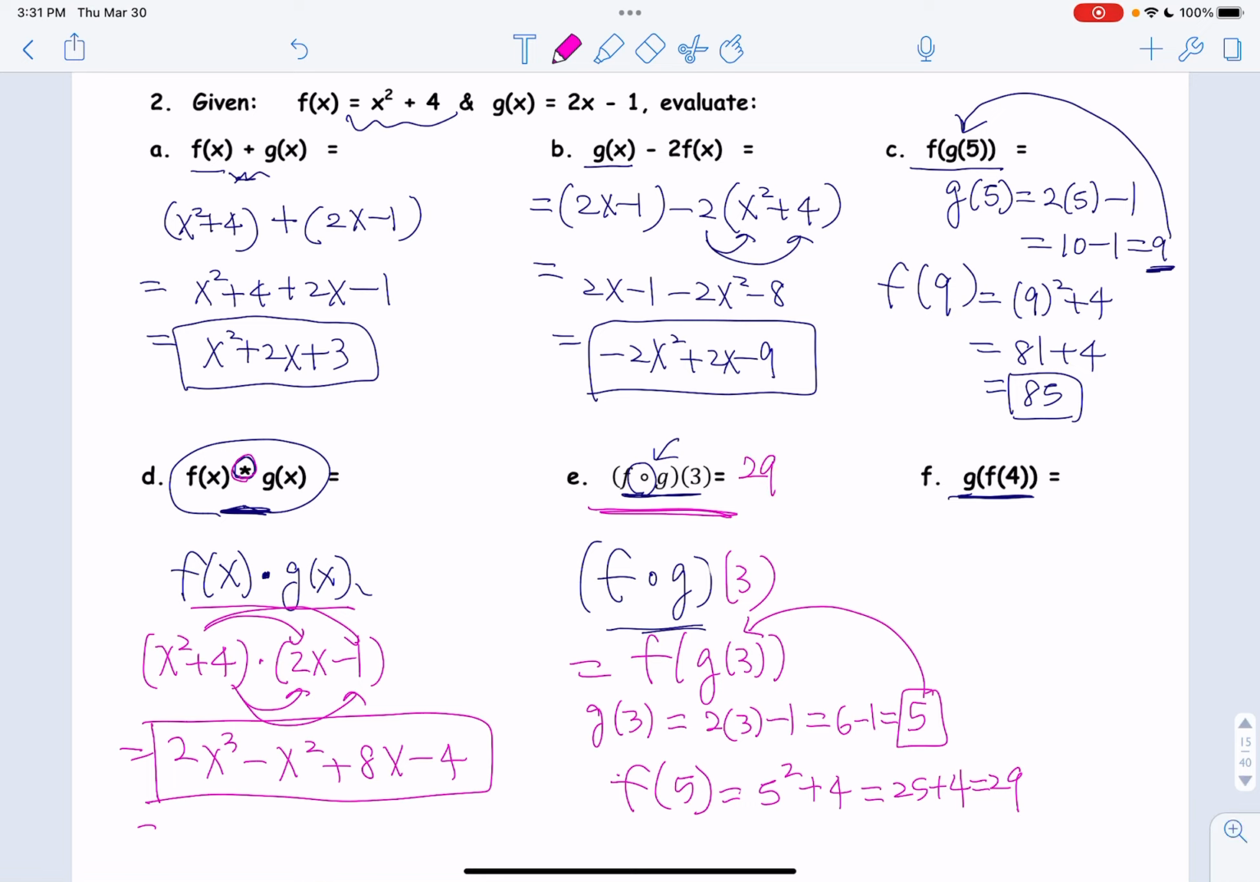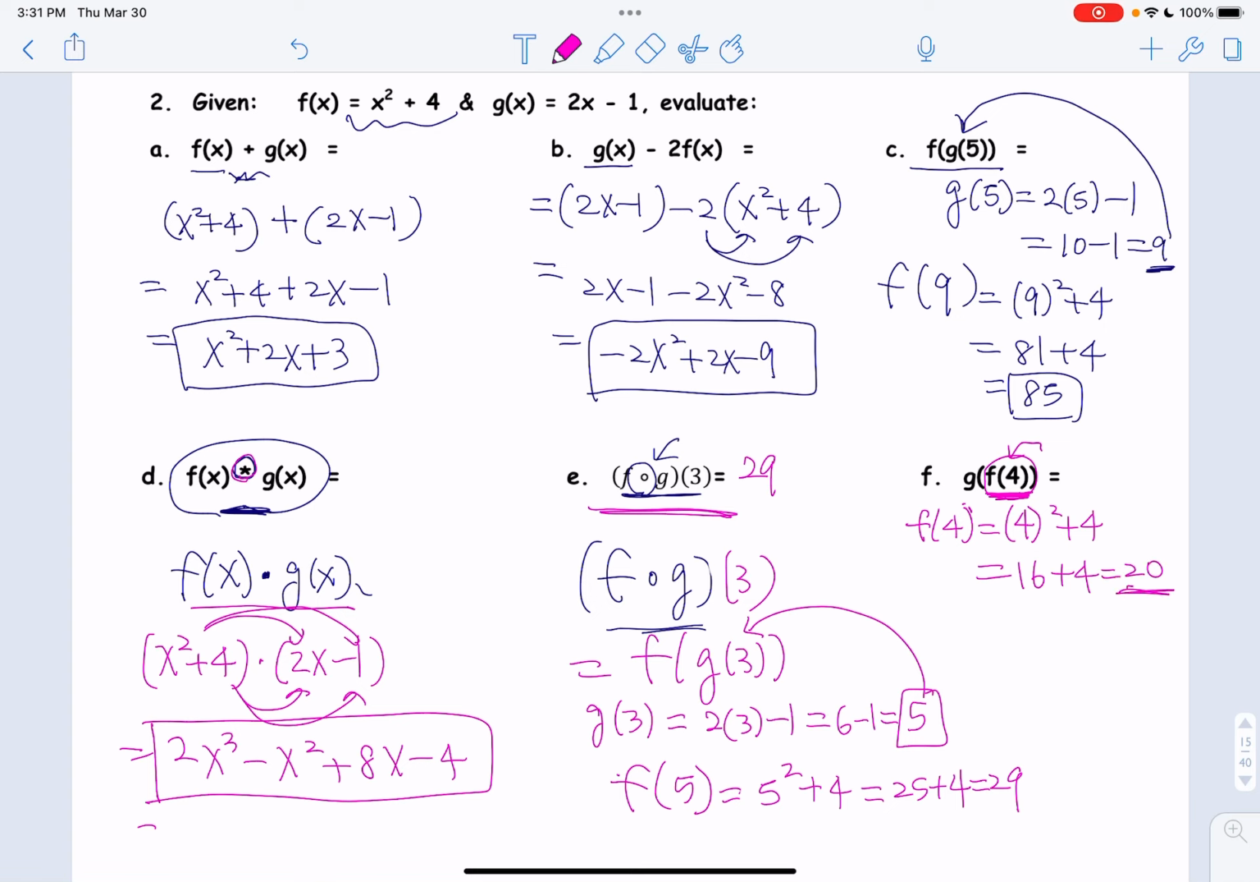And then same method, same way, g of f first, you need to find it. You have to do f of 4 first, you find it, and then you replace it in the g(x) function to find g of f of 4. So I will find f of 4 first by plugging in 4 into the place of x. So 4 squared plus 4, which is 16 plus 4, 20.